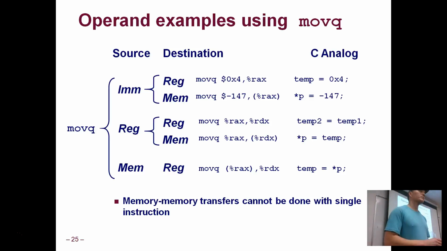Is this assuming that P and M are the same type for arbitrary? This is assuming they're all longs, because they're all move quads. Yeah.